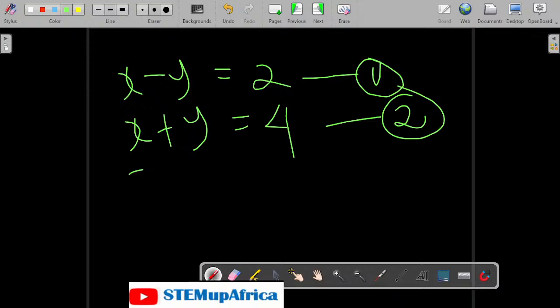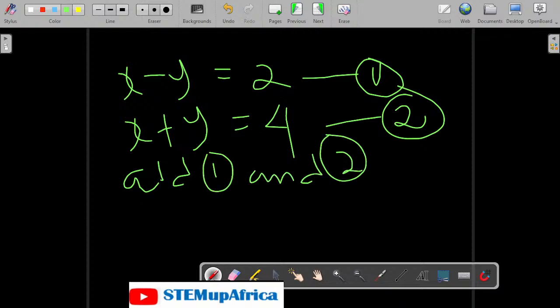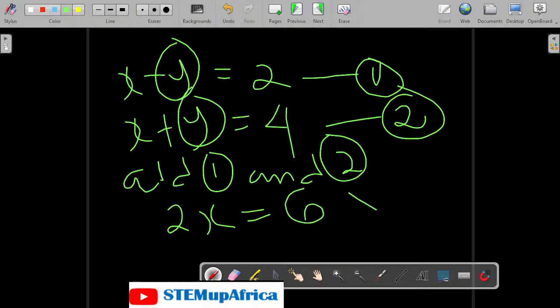So I will write: add 1 and 2. If I add 1 and 2, x plus x will give us what? 2x. y plus y will just cancel to 0. Then 2 plus 4 is 6. My x is now what? 6 over 2. That will give us 3.